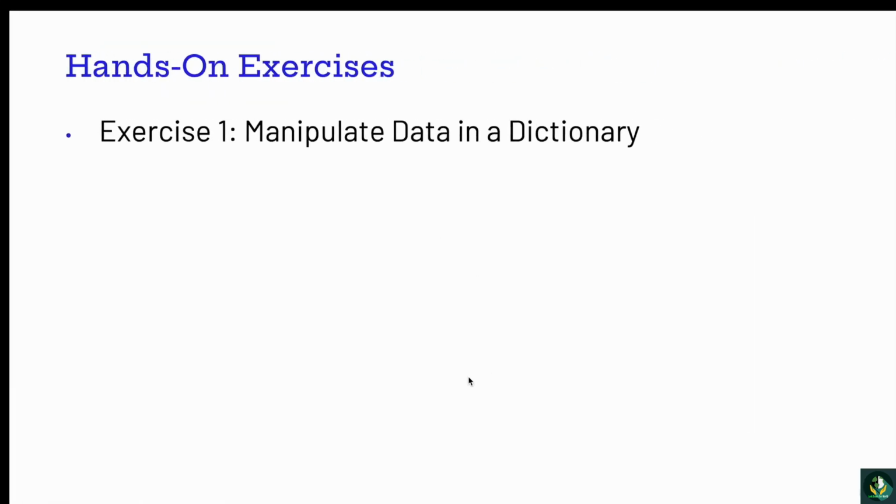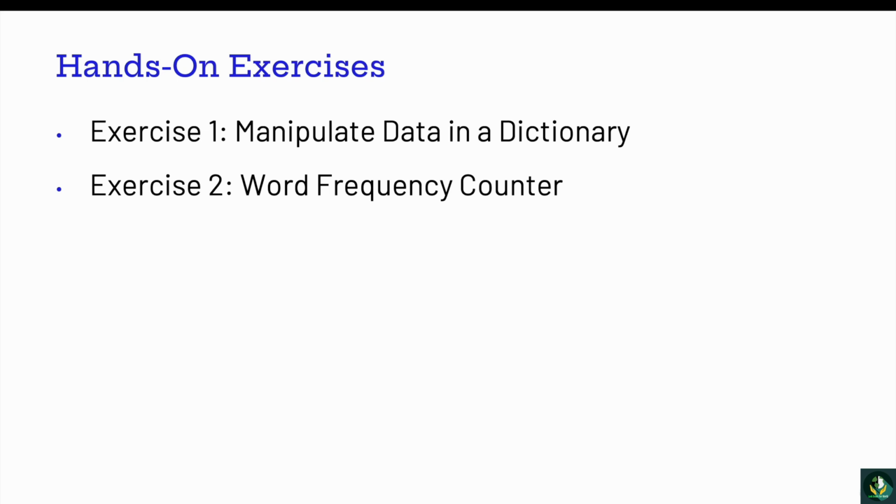And let's get to exercise 2, which is word frequency counter. The objective here is to write a program that takes a sentence and returns a dictionary with the frequency count of each word. So what we'll do is we'll take a user input for a sentence here, then we'll split the sentence into words, and then we'll count the occurrence of each word and store the counts in a dictionary. So let's go ahead and you can follow along.